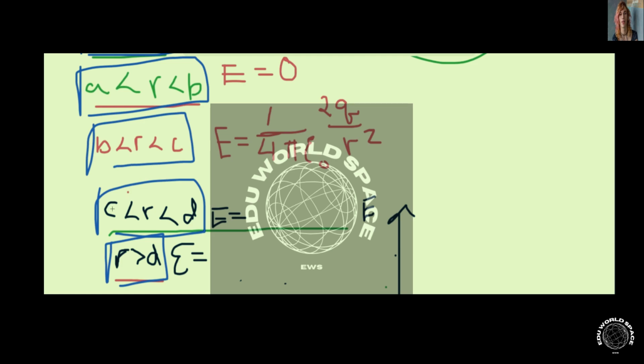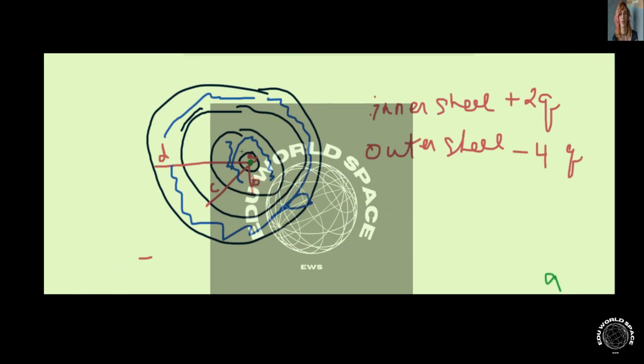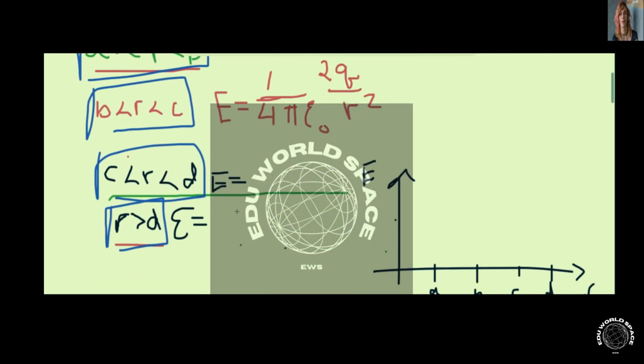And let's see now, C less than R less than D. So now we're in this outer region, okay? I know that electric field must be equal to 0 here in this region, because when we're in a conductor, the net electric field must be 0. I have plus 2q here, so I need minus 2q on this inner surface. But in general, E still must be equal to 0 there, because we are inside of a conductor.